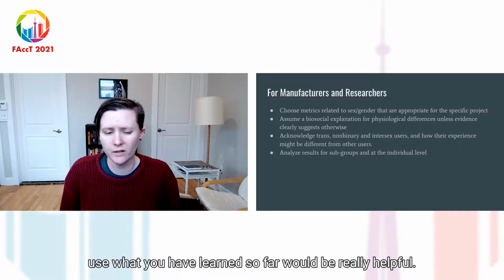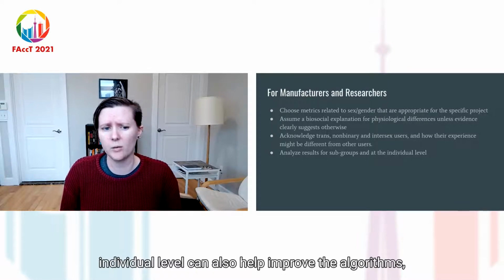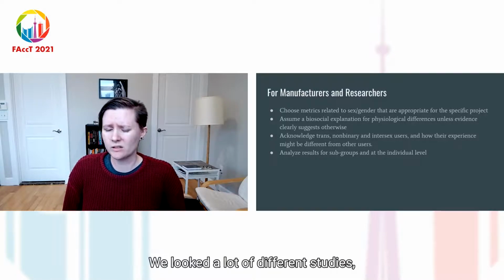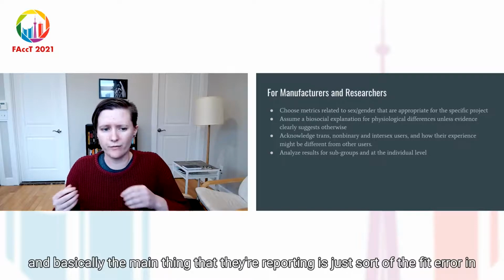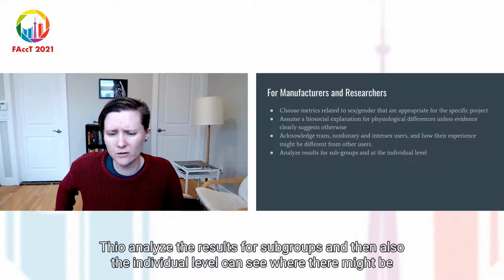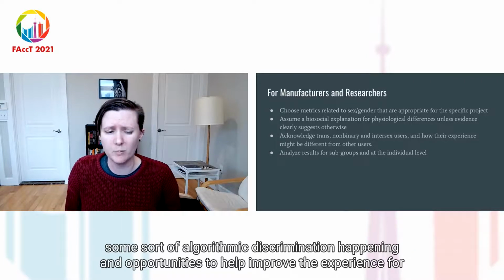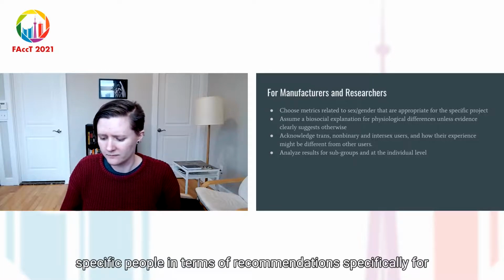would be really helpful. And similarly, analyzing and disclosing the results for subgroups and at an individual level can also help improve the algorithms, even if nothing else changes. In particular, we looked at a lot of different studies, and basically the main thing that they're reporting is just the fit error in aggregate across all people, but really taking time to analyze the results for subgroups, and then also at the individual level, can show where there might be some sort of algorithmic discrimination happening and opportunities to help improve the experience for specific people.